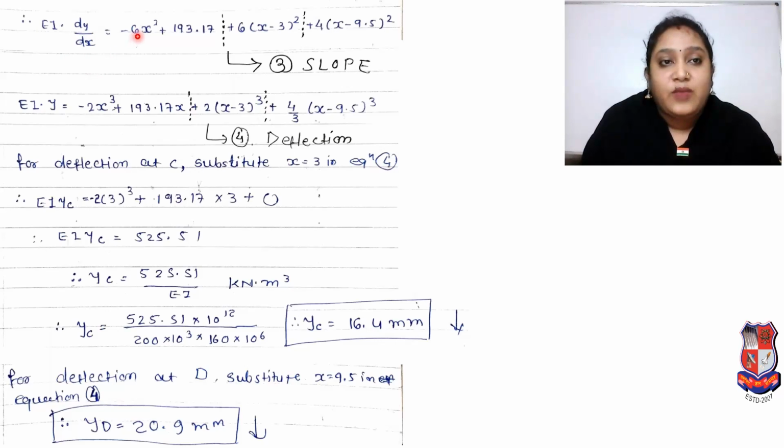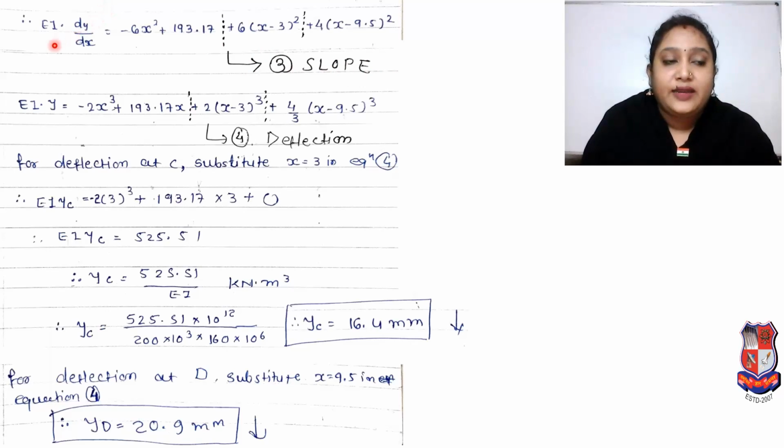Now we will go for EI into dy by dx. So that will be minus 6x square plus 193.17 plus 6 (x minus 3) whole raised to 2 plus 4 (x minus 9.5) whole raised to square. This is our equation number 3 for slope.